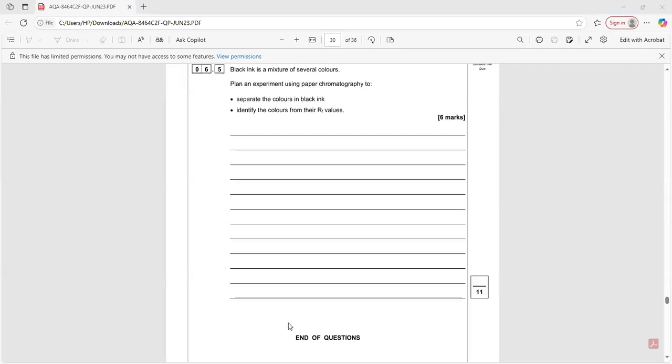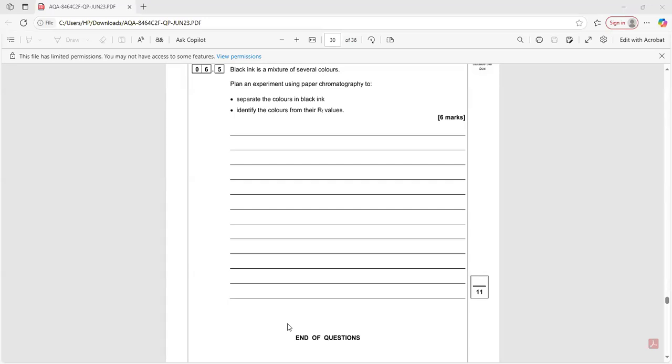It's white filter paper, so that you'll be able to see that these colors have traveled far from themselves. So usually it's white filter paper so that you can see the colors clearly. Just imagine if you used a filter paper that already had another color, it would interfere with the color of one of the components of that ink.